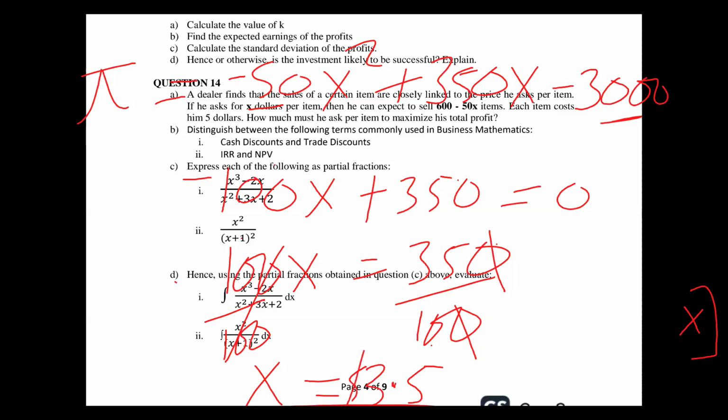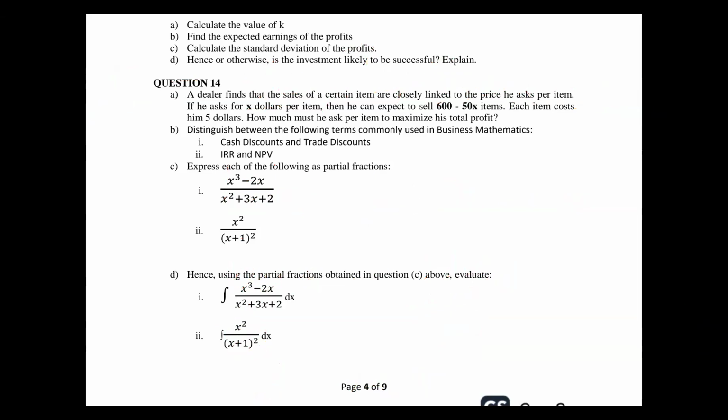Okay. This is the price per unit. Now that we have gotten the price per unit, we can go to part B of the question, which is not very challenging. It is saying: distinguish between the following terms commonly used in business math: cash discount and trade discount. How different are they? We're on question number 14B. What is the difference between cash discount and trade discount? What do you understand by cash discount?